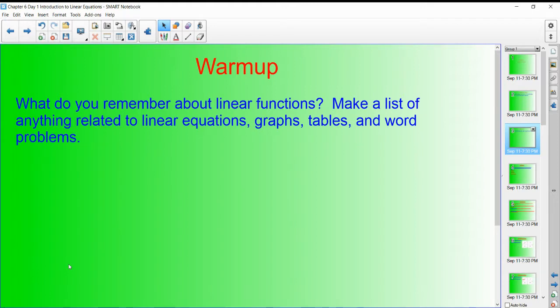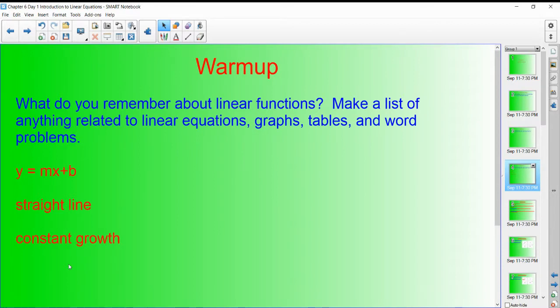Okay, let's take a look at some of the things that I generally hear from students. A lot of students like to say, oh, that's the y equals mx plus b. Yes, y equals mx plus b is called slope-intercept form. We're going to learn about that form. There are other equation forms that we're going to learn about as well.